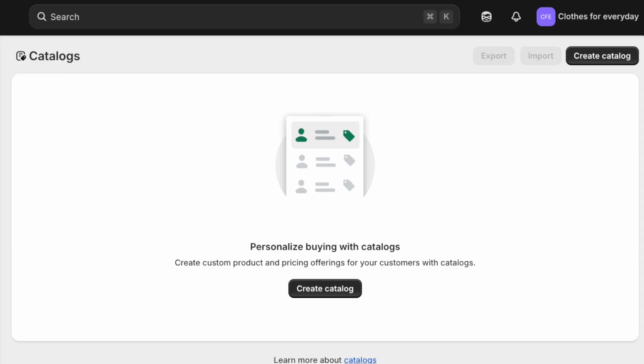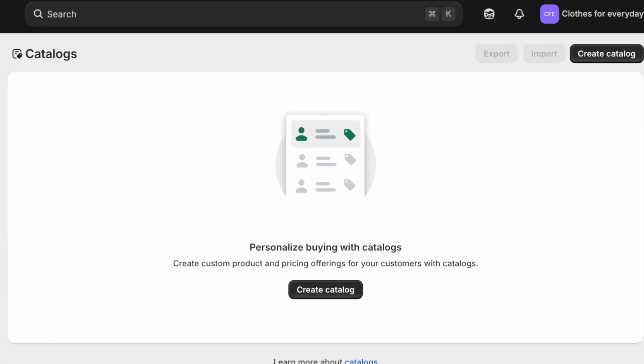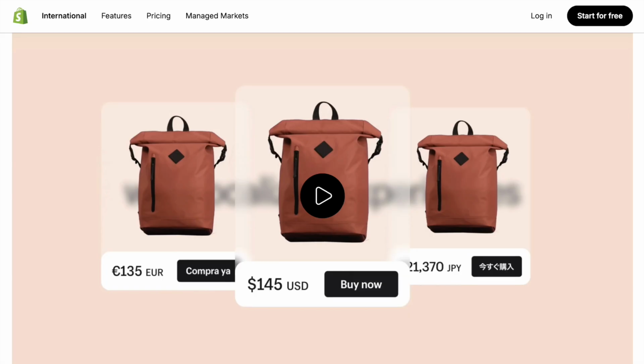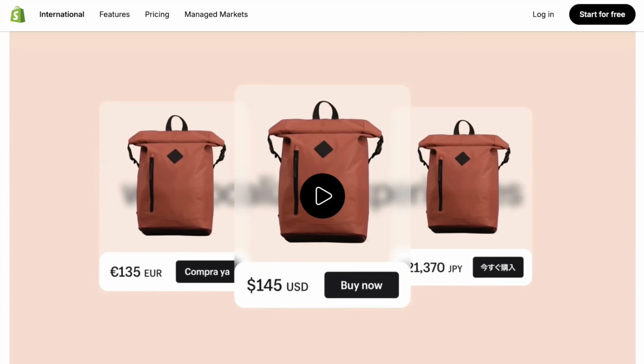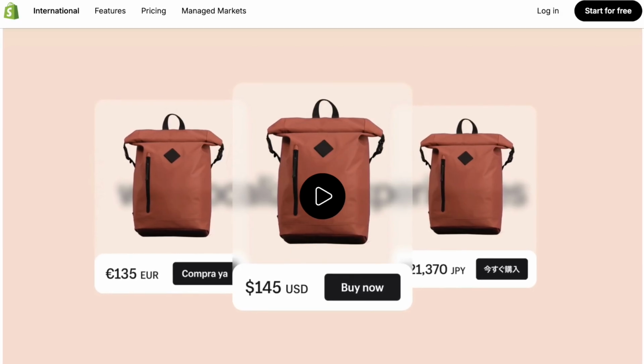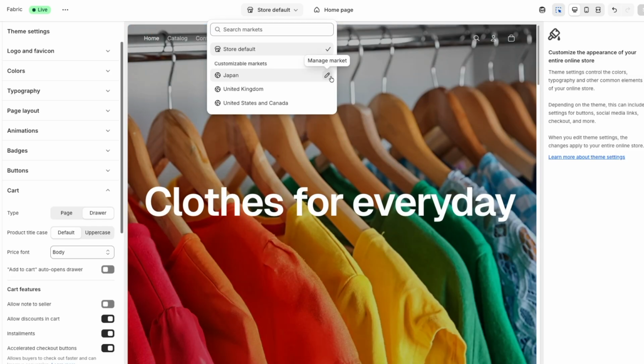Of these extra features, the option to create customized shopping experiences is arguably the most significant. With the Advanced Plan, you can tailor your store's appearance or content to suit individual countries or groups of countries, something that's fairly essential if you're trying to scale your business internationally.